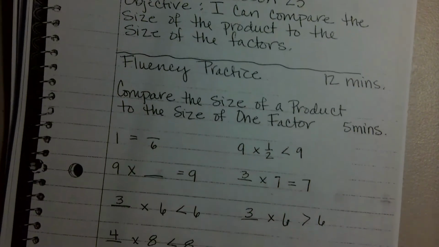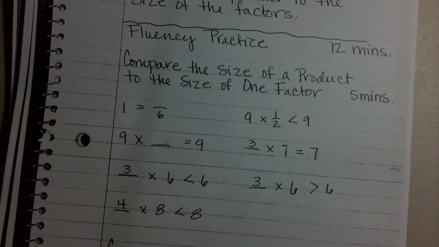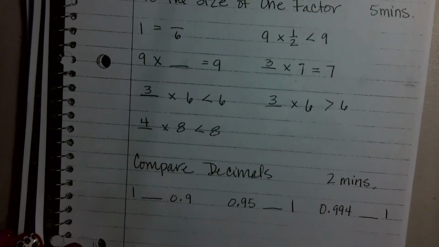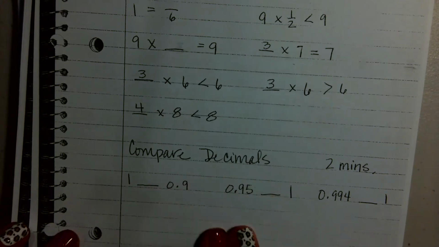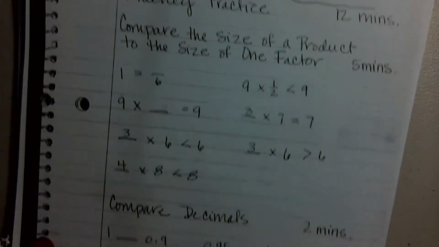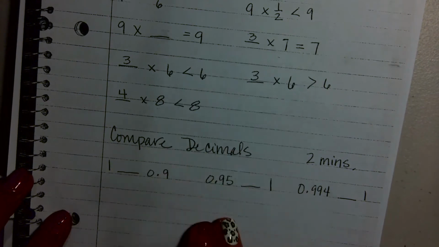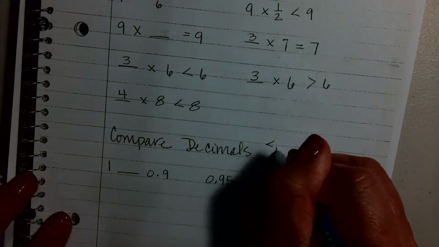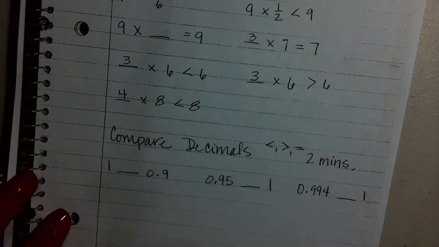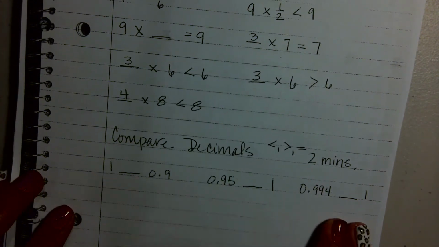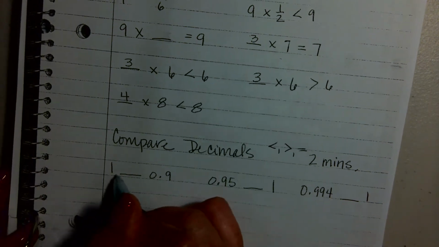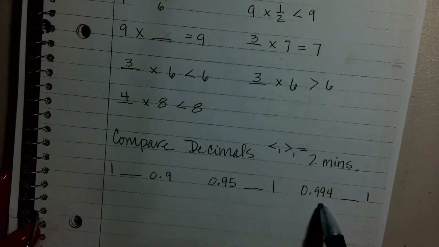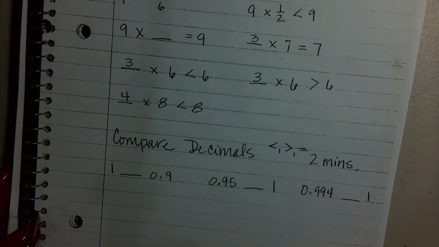But before we get started, let's start with a little fluency. Compare the size of a product to the size of one factor. Then you're going to do this. This kind of preps you. This right here is a review of lesson 21. Here is preparing you for today. Now, using the symbols less than, greater than, or equal to, I want you to fill in those blanks. So this is 1, 9 tenths, 95 hundredths, 994 thousandths.